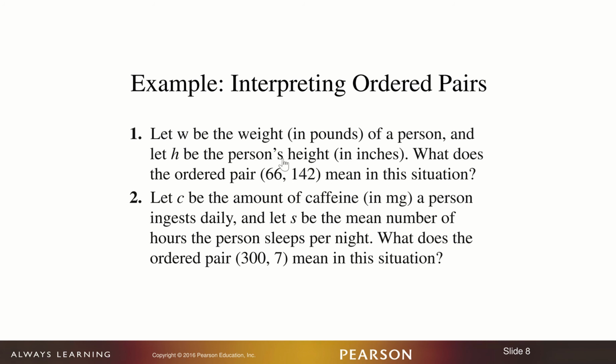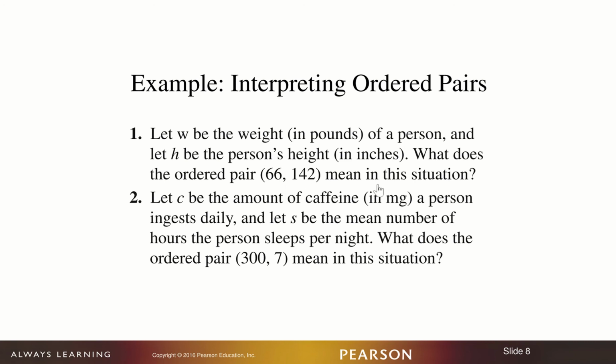So to interpret this ordered pair, we would just say this ordered pair is telling us that a person that is 66 inches in height weighs 142 pounds. Let's look at the next one.